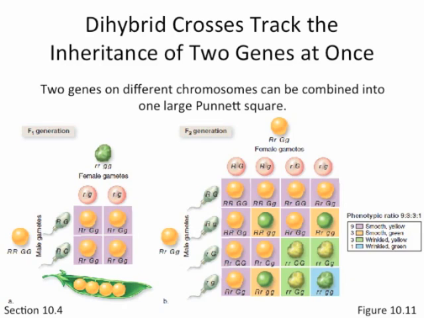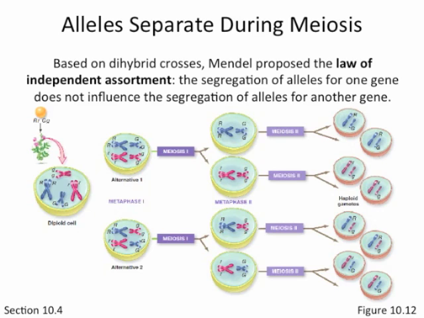Okay, so here, this graphic kind of did the same thing. It actually took you from parents that were homozygous for both to give you all big R, big G in this case. And then it did a dihybrid cross, and it shows you the offspring. And here's the phenotypic ratio of 9:3:3:1. Again, this is all based on what's happening in these cells during meiosis.